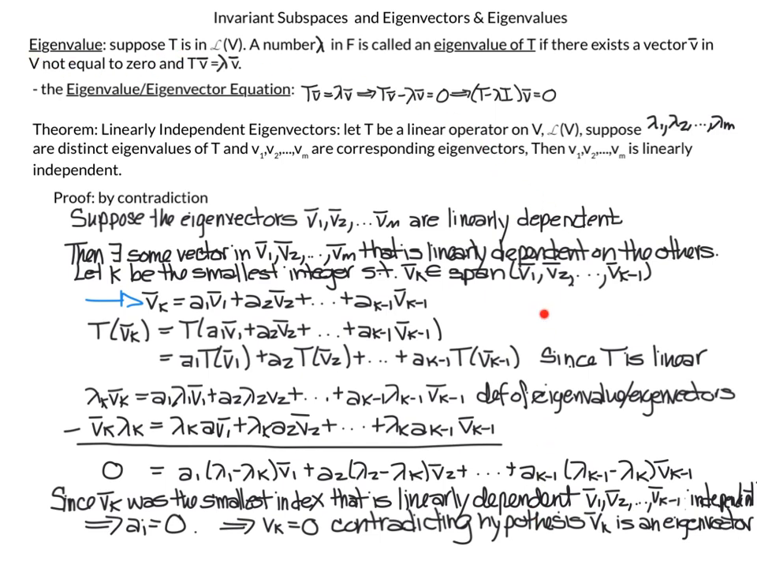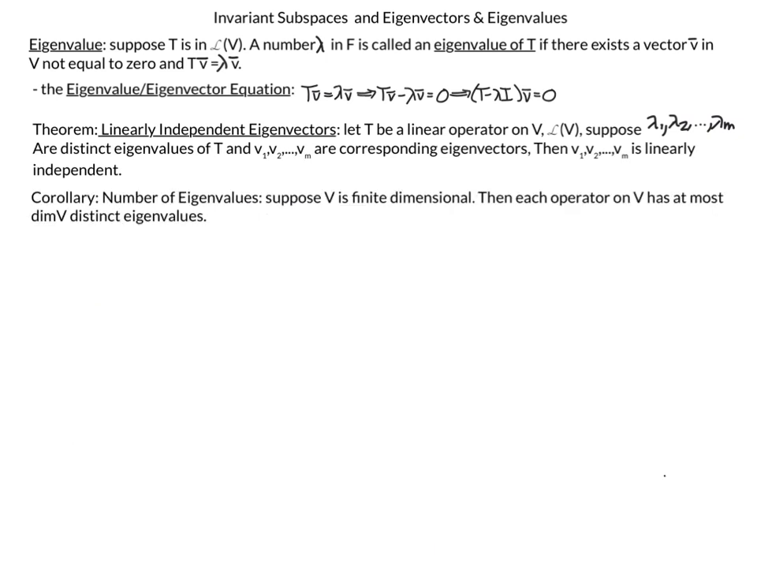Since we have this contradiction, that must mean that our assumption here was incorrect, so our m eigenvectors must be linearly independent. I'm going to mention the importance of this theorem: if you are in an m-dimensional vector space, then m linearly independent vectors is a basis. And we have our corollary, the number of eigenvalues. Suppose V is finite dimensional, then each operator on V has at most dimension V distinct eigenvalues.